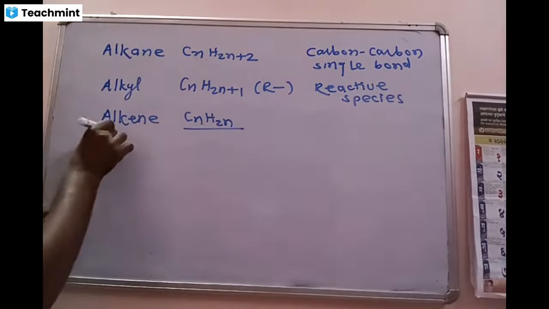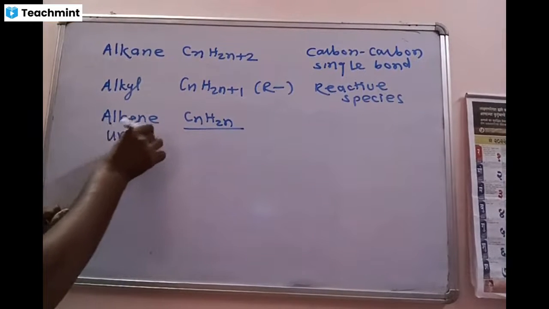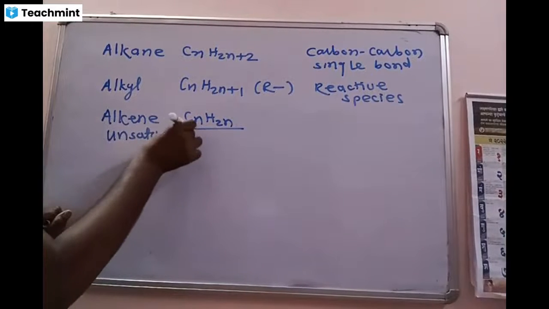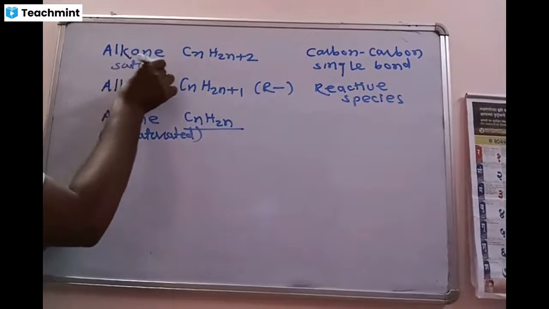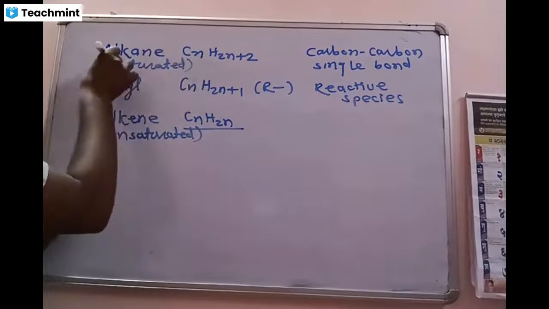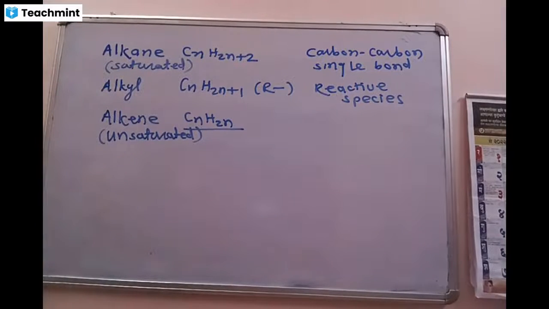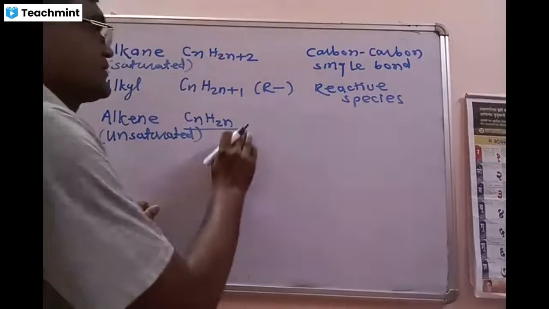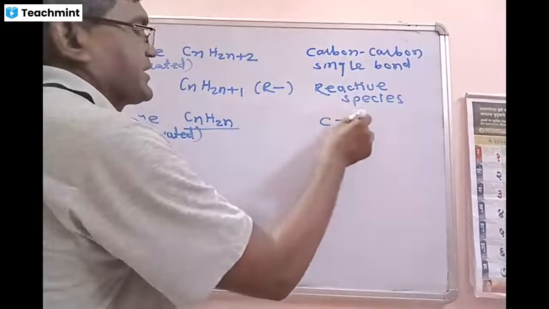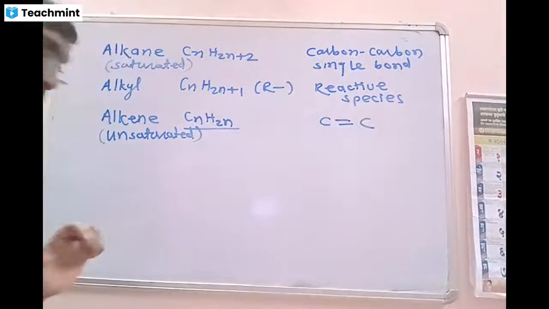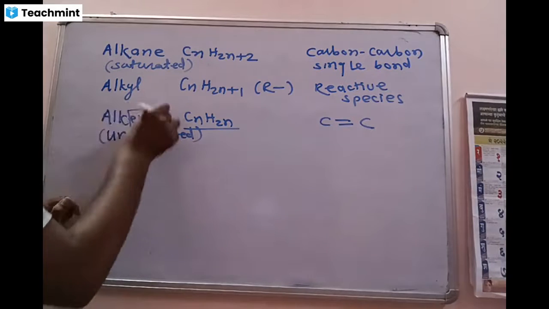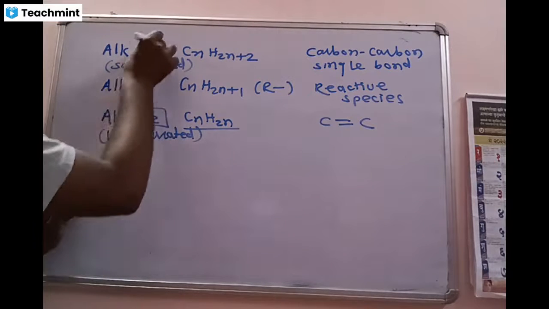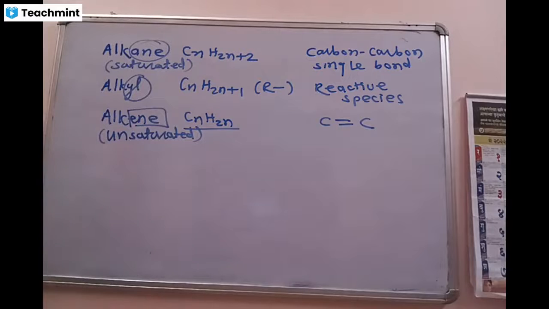So this is what type? Unsaturated, whereas this one is a saturated one. So here they are characterized by a carbon-carbon double bond, right? Their names are ending with ENE. Here the name ends with YL and here it ends with ANE.